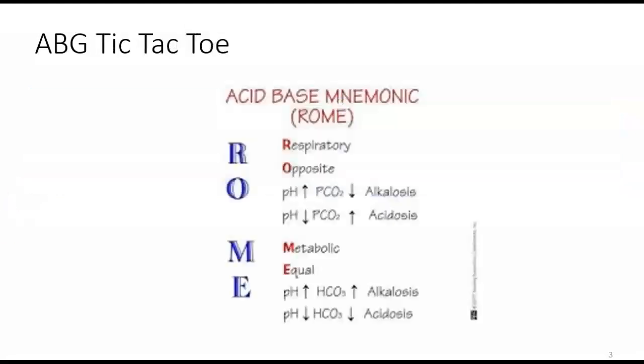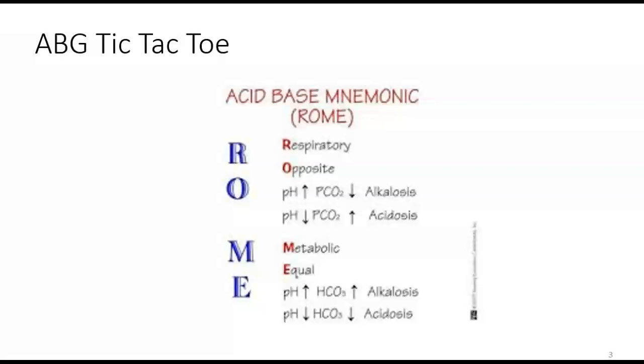A common mnemonic that we hear when talking about acid-base imbalances is ROME. ROME stands for respiratory opposite, metabolic equal. And we've already talked about this. So when the patient's CO2 goes down, their pH will go up. So it's opposite affecting the body.